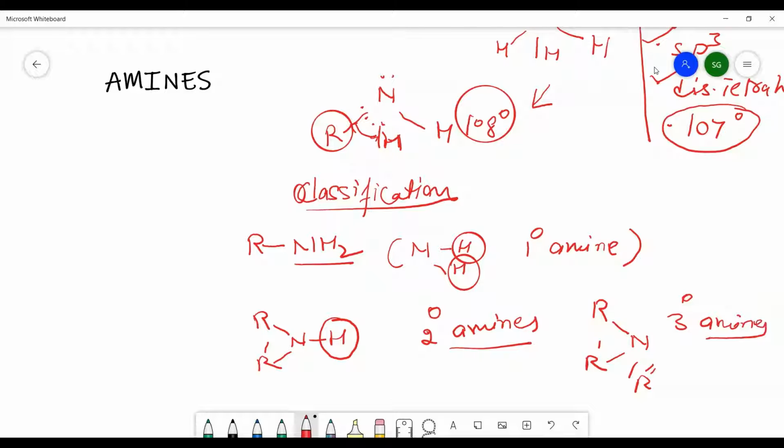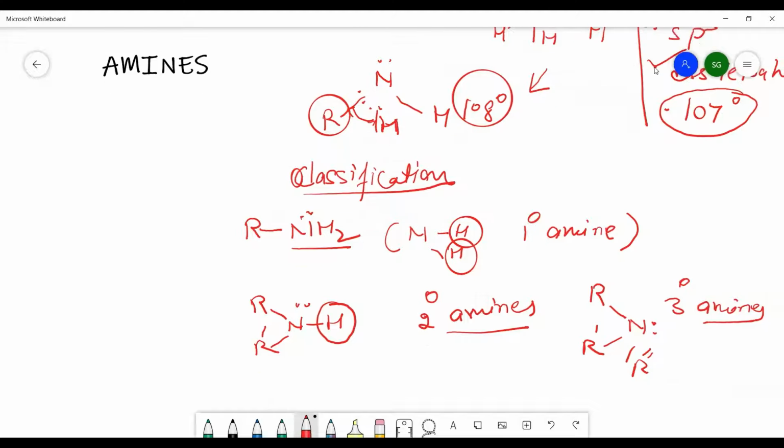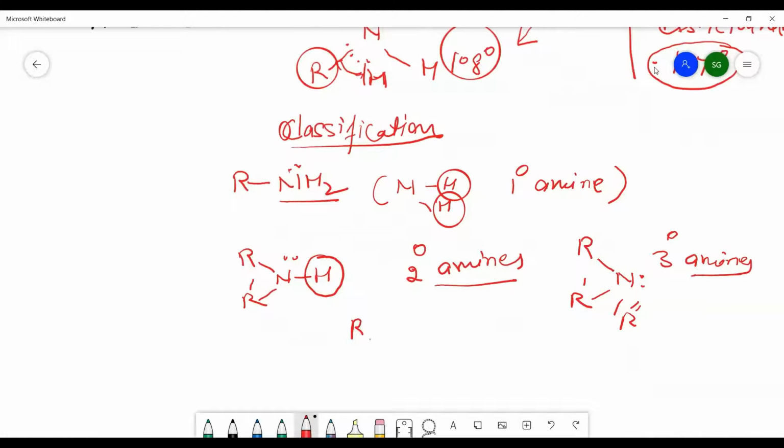And when the lone pair of electrons present on the nitrogen atom is used to bond with another R group, it causes a positive charge on the nitrogen atom, because the lone pair is used in the formation of a bond. This is called a quaternary ammonium salt. So this is the classification of the amines depending upon the R groups present on the nitrogen atom, that is primary amine, secondary amine, tertiary amine, and quaternary ammonium salt.